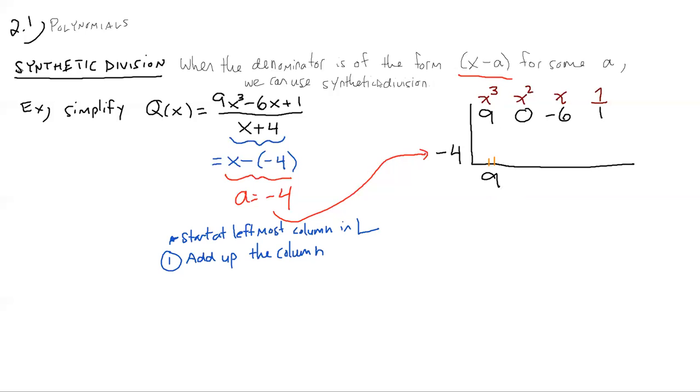Step 2 is going to be multiply that sum by your a value. And so in this case, the a was minus 4. So we're going to multiply it by 9. That's a times, not an x. And when we multiply those, we should get negative 36. And so then we write that in the next column.